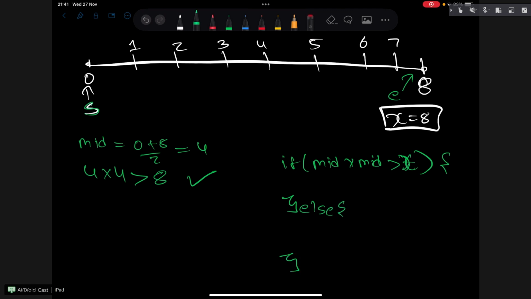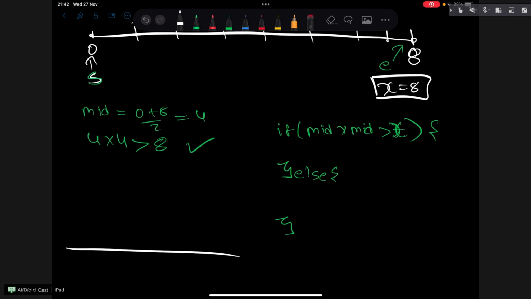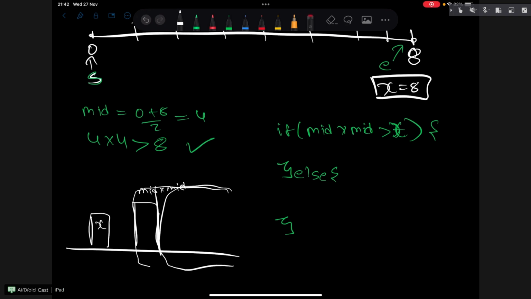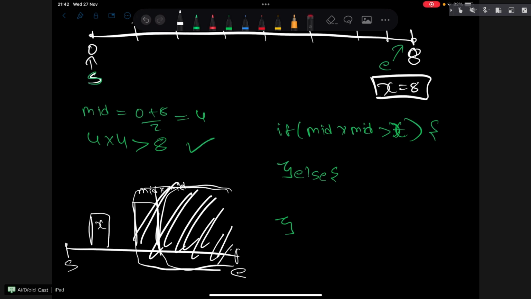Let's understand this logic. Let's say we have a line and this represents mid times mid. When we write the condition, if mid times mid is greater than x, what we're essentially saying is this is going to be our x, and mid times mid is greater than x. In that case we can exclude the right side of this entire thing. If we had s pointer right here and e pointer right here, we exclude the right side, so we have to move the e pointer to mid minus 1.